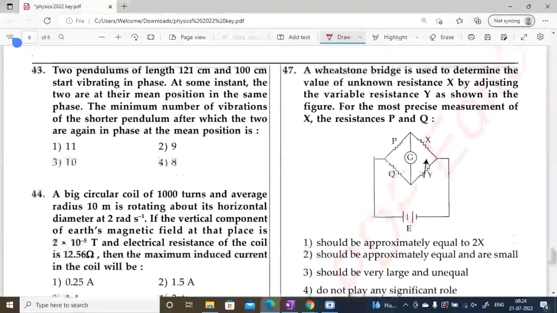Two pendulums of length 121 centimeter and 100 centimeters start vibrating in phase. At some instant, the two are at their mean position in the same phase. The minimum number of vibrations of the shorter pendulum after which they are again in phase at the mean position. Okay, so let us solve this directly. We know the time period for the simple pendulum is given by 2 pi root of L by g. We know the time period equation, and let's consider this in two situations actually.